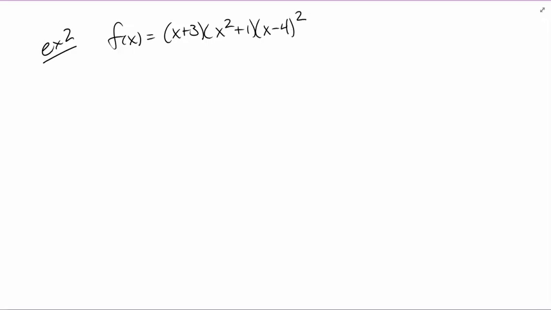The second example that we're going to look at today is a factored function. This function is f of x, which equals x plus 3 times the quantity x squared plus 1 times the quantity x minus 4 squared. And the question I'm going to ask you here is solve for when f of x is greater than 0. For us, greater than 0 should mean above the x-axis.